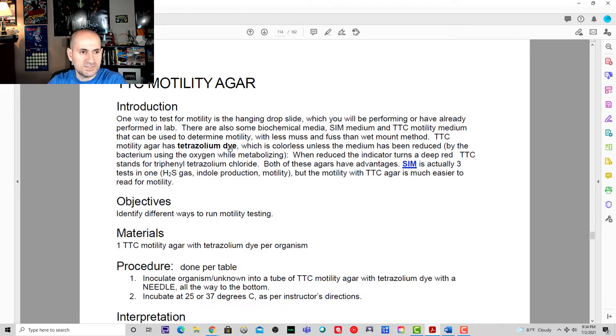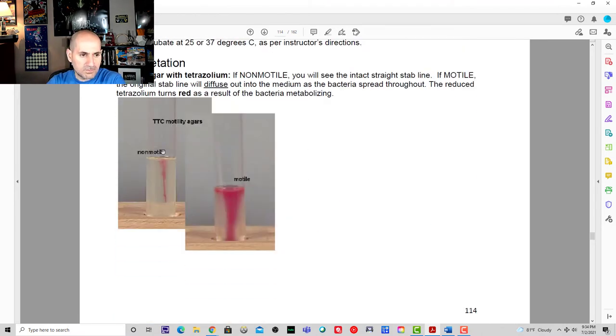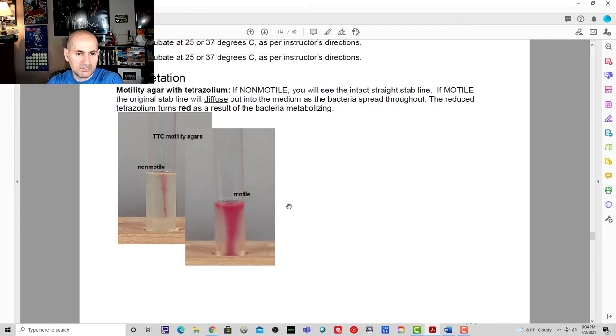All right, here it is, TTC motility agar. Remember, here you used a straight needle to inoculate. You dipped the needle directly into the agar deep, the TTC agar deep, and then directly back up. And then after incubation, if the bacterium remained directly along that stab line, this was indicative of a non-motile bacterium. However, if you saw diffuse red staining near the stab line and away from the stab line, this was indicative of a motile bacterium. You see the motile bacterium versus non-motile bacterium.